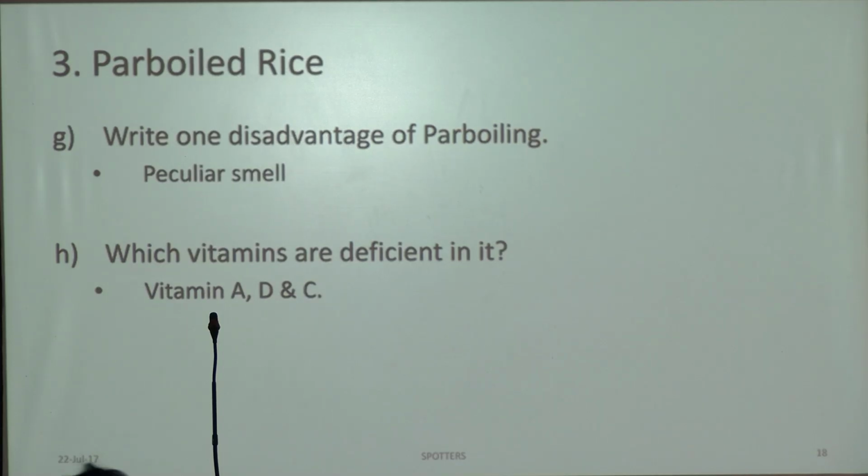And which vitamins are deficient in it? Parboiled rice is rich in vitamin B. But what is lost? A, D and C. Why is it lost? A and D are fat soluble vitamins. Correct. They are lost in the heat. And vitamin C is water soluble. So, when you are soaking it, it gets lost in the water.